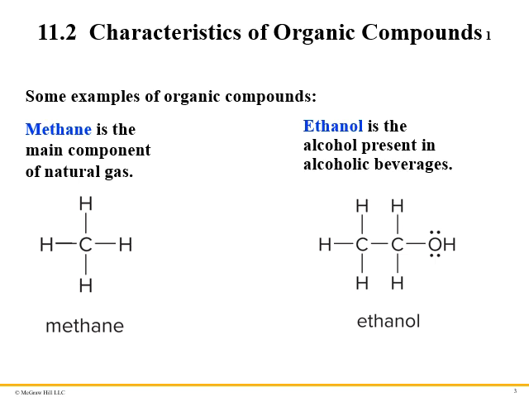Some very simple examples of organic compounds: natural gas, which is methane, that molecule here on the left, or ethanol, which is the alcohol that we see in our alcoholic beverages, your beers and your rums, etc. As you can see, the difference between methane and the alcohol ethanol is going to be that oxygen-hydrogen group on the right.